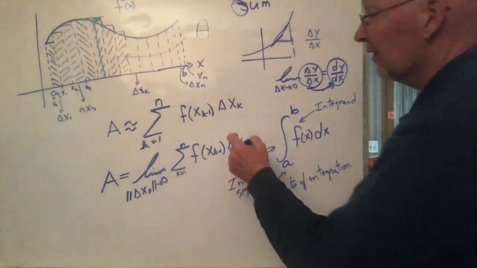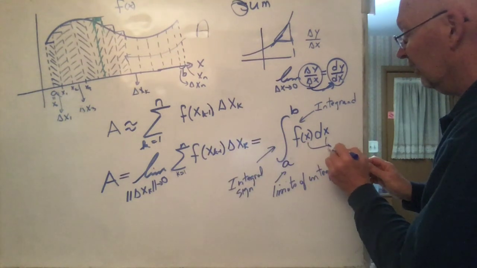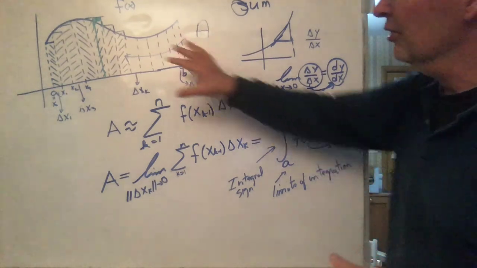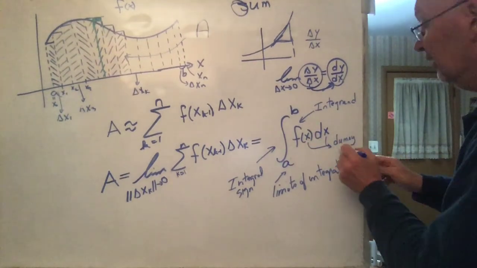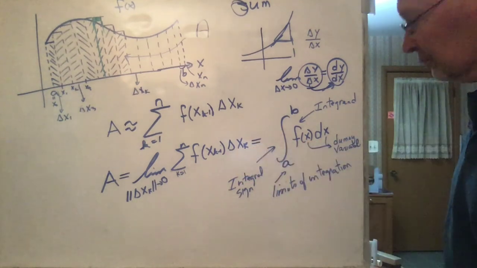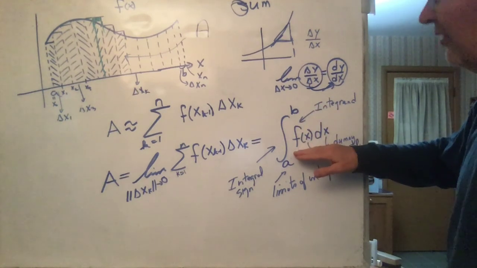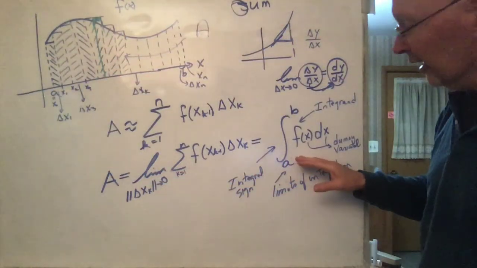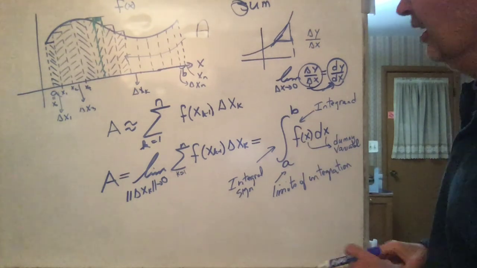And then just like this thing here was a dummy variable, this x is also a dummy variable. It could be anything. The value doesn't change whether we have an x in there or a t or a z or anything else. It's just telling you what to do. Okay? So this is what this means. This stands for the area underneath this curve from A to B. As yet, we don't know how to find it, but that's what it stands for. That's what it represents.